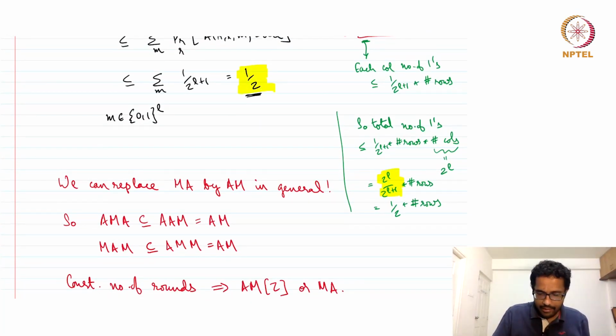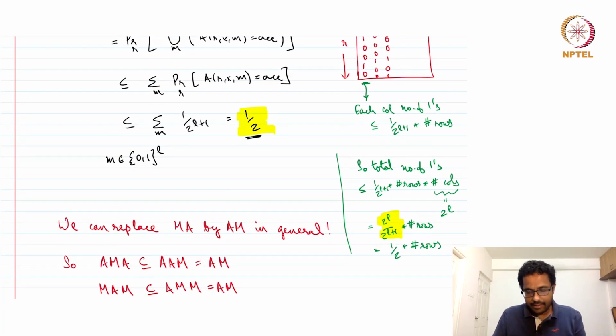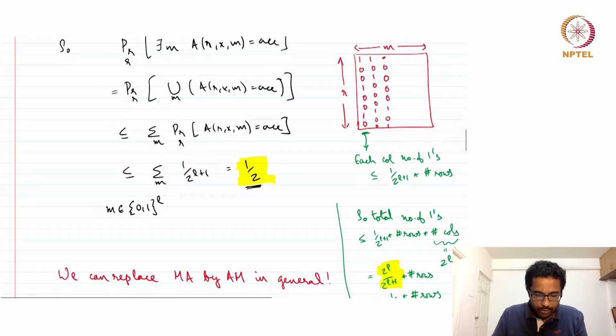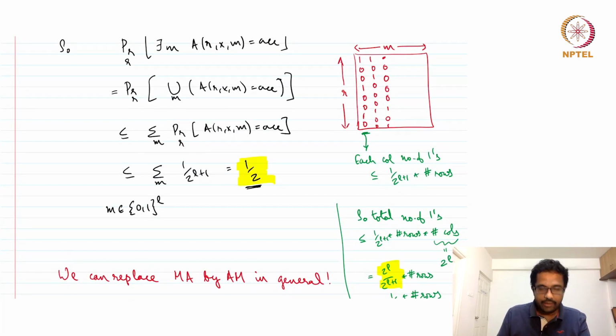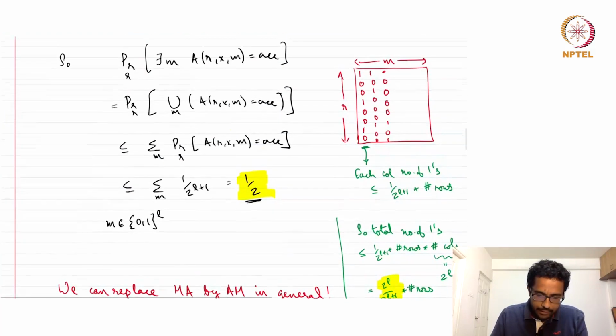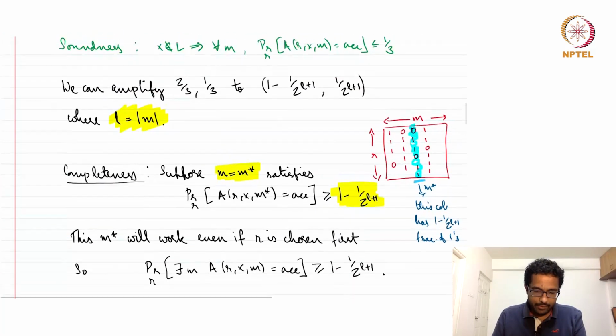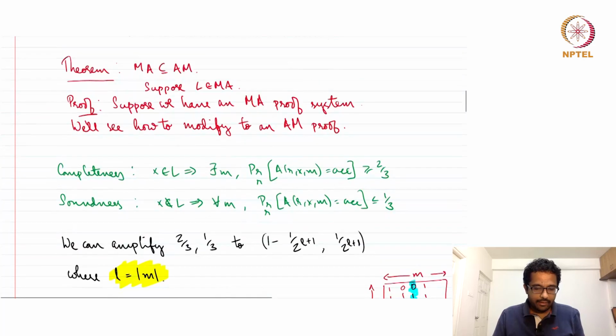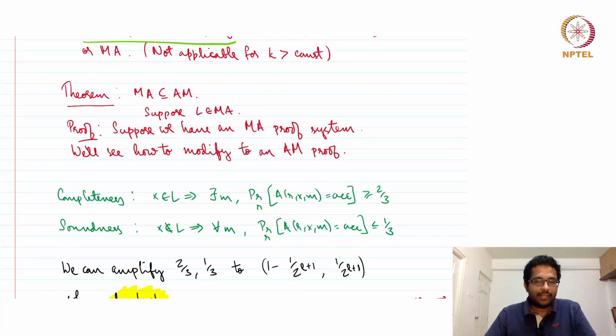And so you may think that this is not less than 1/3, but then I could have chosen the amplification to 1 divided by 2 power L plus 2, in which case I would have got 1/4, which is not really a big deal. So that completes the proof that MA is contained in AM. This means that by revealing the randomness to the prover, the prover can potentially convince the verifier of more things.